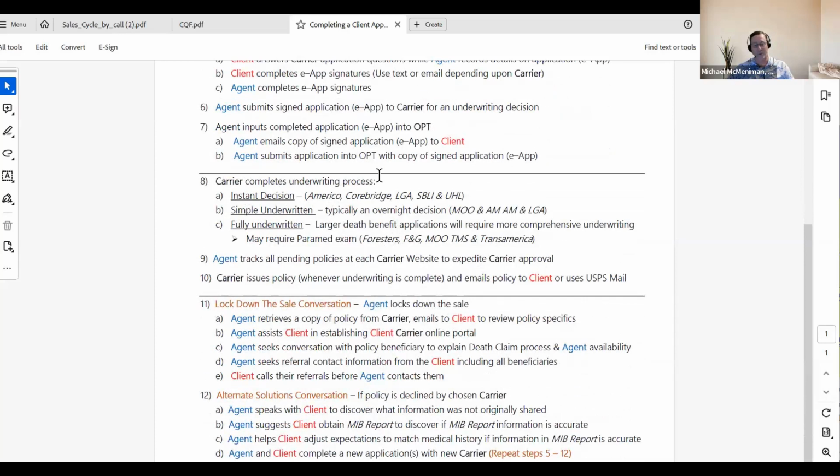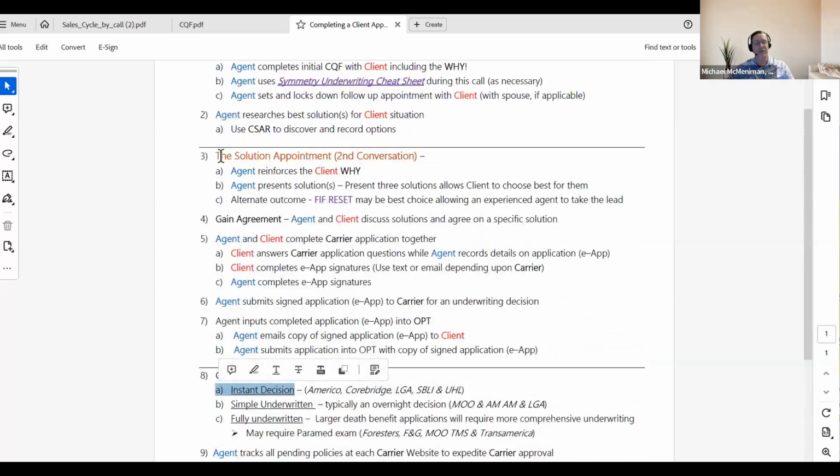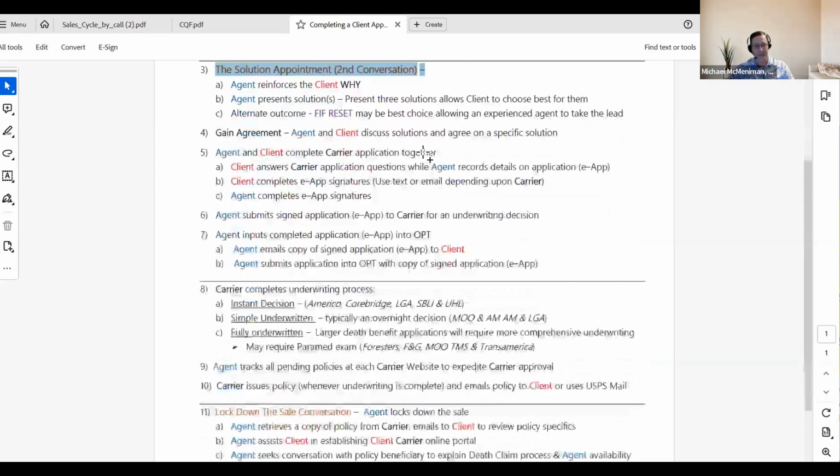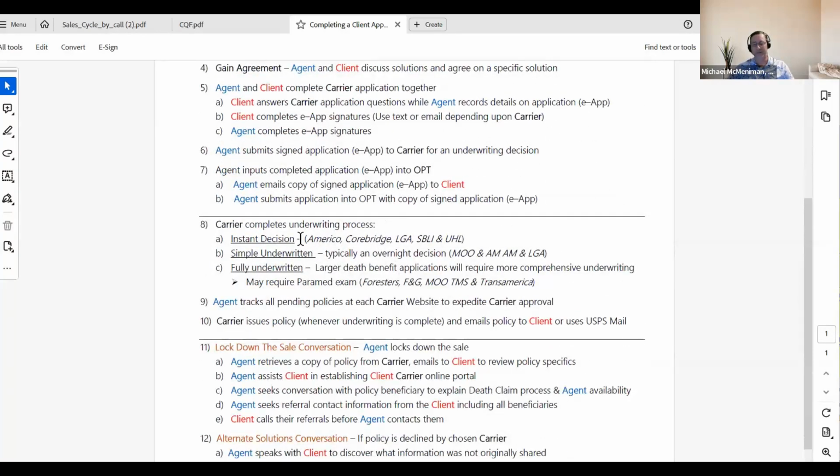And then the carrier goes to work. Now, there are 3 ways things get approved around here. Way number 1 is an instant decision. That means when you're on the phone with the client in that second solution appointment, the carrier will give you an answer. Yes, they're covered, or we're going to move them into simple underwritten, which means humans have to look at it, or it's going to be declined. And so for policies like the new Americo Instant Decision IUL, you're going to have an answer before you get off the phone with the client.